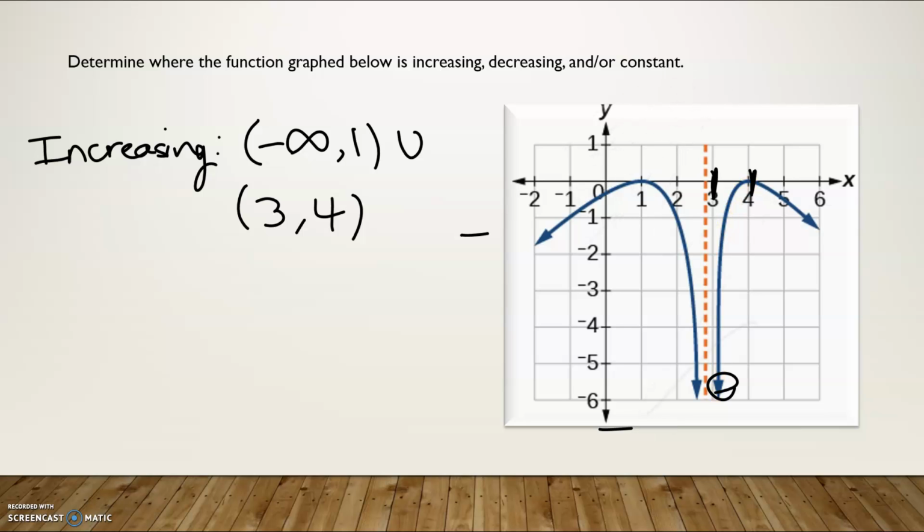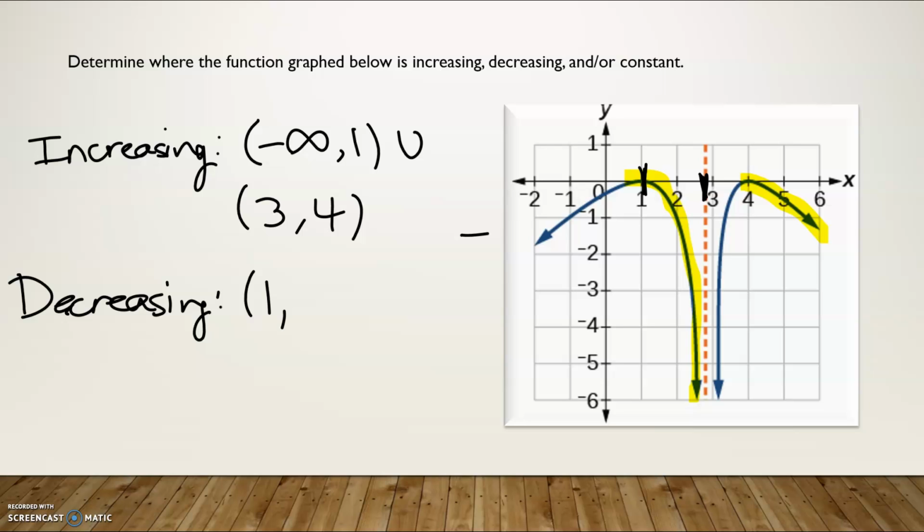Now let's look at decreasing. It looks like it is decreasing from here to here and here to here. It starts at 1, and remember, we're talking about x values. It goes up to about this 3, so from 1 to 3. And then also, union with, it starts at 4 and goes out to positive infinity for x values. So from 4 to positive infinity for x. I don't see a horizontal line anywhere within this graph, so we don't have a constant interval within this graph.